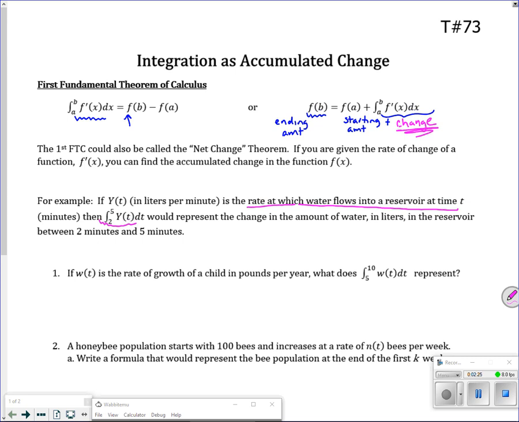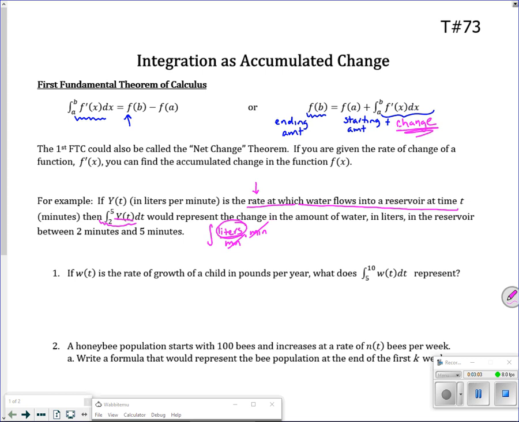Remember, your units can help you. If you integrate liters per minute, because that was y of t, and then dt would be minutes, remember, when you're integrating, you multiply the units together, so that integral is going to give you liters. The units can help you determine what you're talking about. So if you integrate a rate, because notice this is the rate at which water flows, what does the integral give you? It's the change in the amount of that thing.